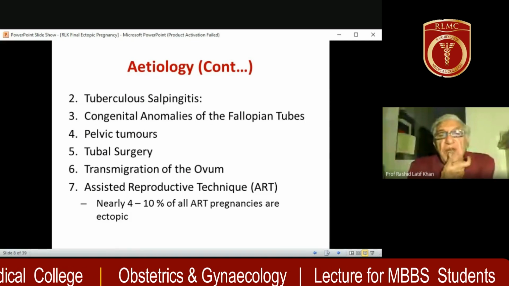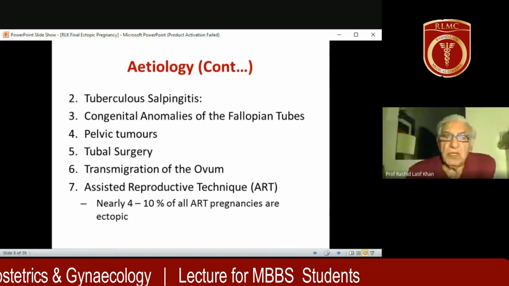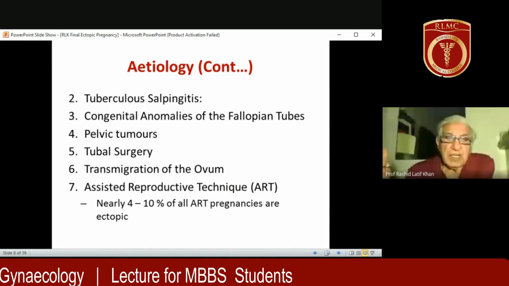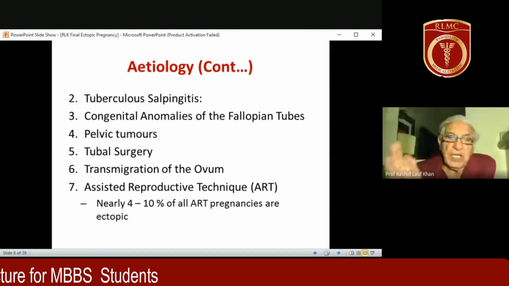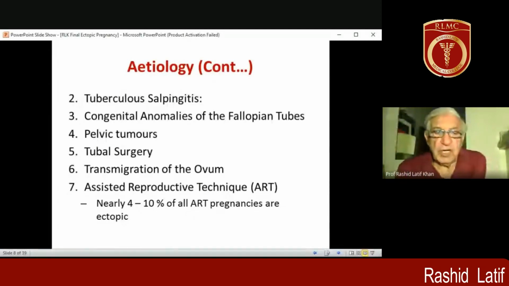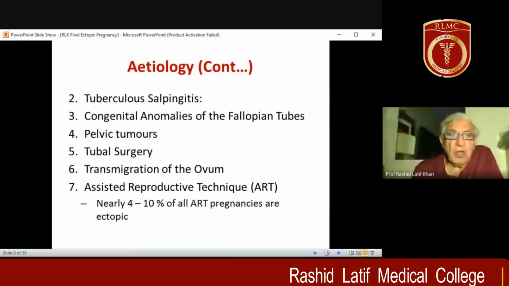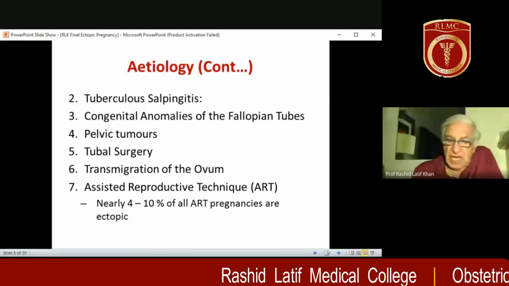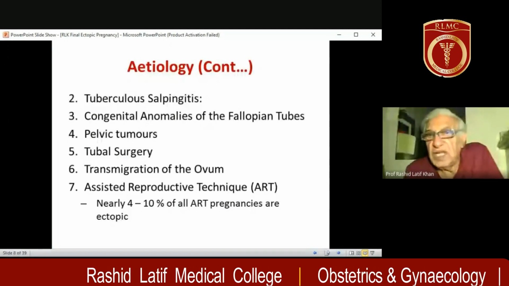These days, assisted reproductive techniques, IVF, ICSI, all that, it is a common treatment of infertility. But unfortunately, the risk of ectopic pregnancy in ART patients is higher. 4 to 10% of ART patients get ectopic. So unfortunate because in ART, the patient has spent a lot of money in getting pregnant. And if that pregnancy is lost through ectopic, it is tragic. Patient gets very upset.